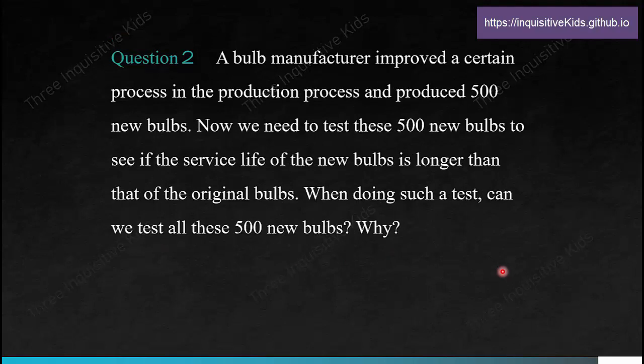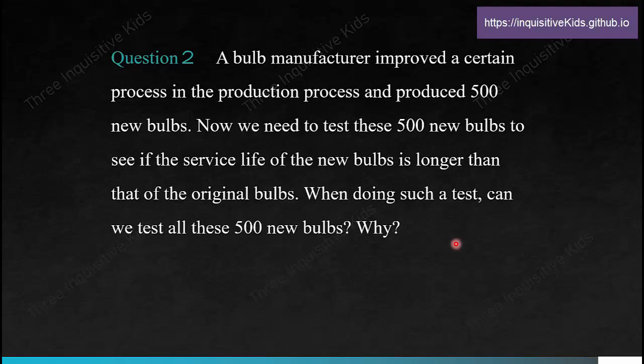So here's question 2, and I want you to try to solve this on your own first. If you really don't know, just unpause the video and then we'll work through it together. Question 2. A bulb manufacturer improved a certain process in the production process and produced 500 new bulbs. Now we need to test these 500 new bulbs to see if the service life of the new bulbs is longer than that of the original bulbs. When doing such a test, can we test all of these 500 new bulbs? Why or why not?